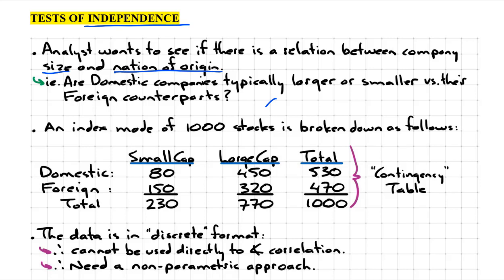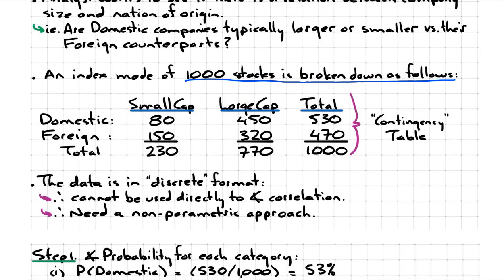And you could see why an investment manager would be very interested in answering this question. So let's have a look at an index that's made up of 1,000 stocks, and these 1,000 stocks may be broken down as follows. So this would be a global index. You could see that it's got domestic stock and foreign stocks, and at the same time, this index includes small cap stocks and large cap stocks. So the grand total is 1,000, but let's see how these 1,000 stocks are categorized.